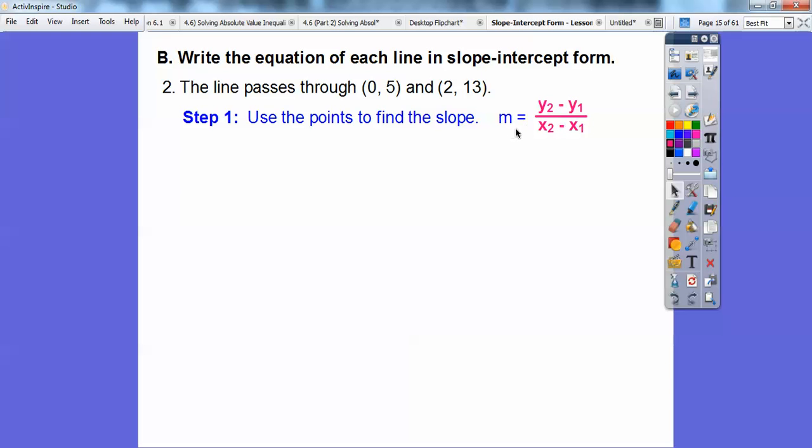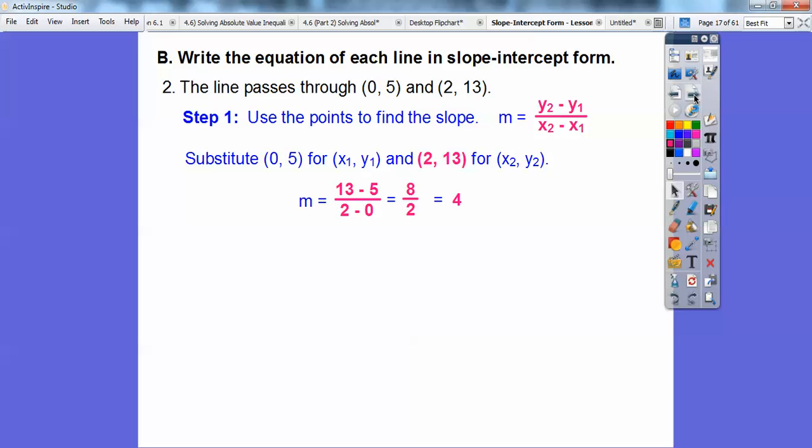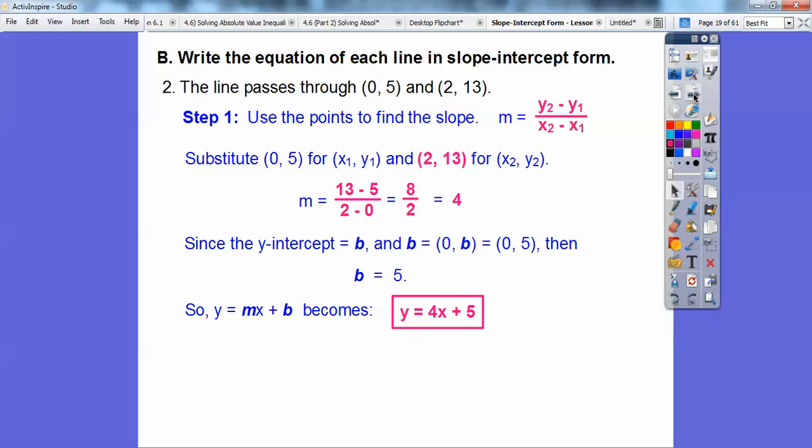Remember, slope formula is y sub 2 minus y sub 1 over x sub 2 minus x sub 1. So we'll let this be x1, y1, and this be x2, y2. And you can flip them around the other way if you want. It doesn't matter. We're going to plug it into the slope formula right there, so we get 4. Okay, so now we know y equals 4x plus b. And since this is b right here, 5, then it's going to be y equals 4x plus 5. Okay, so that's the answer right there.